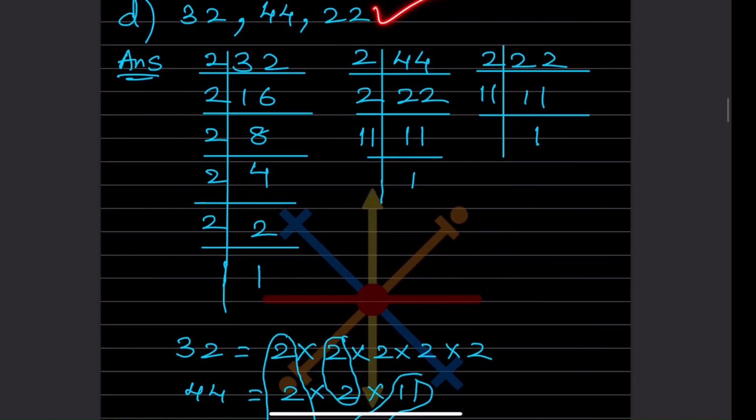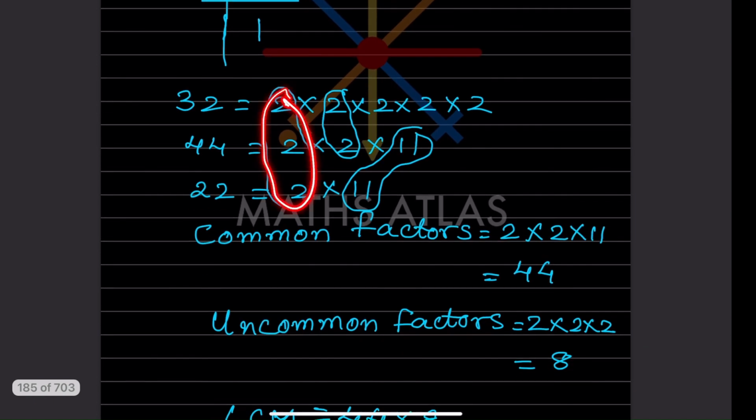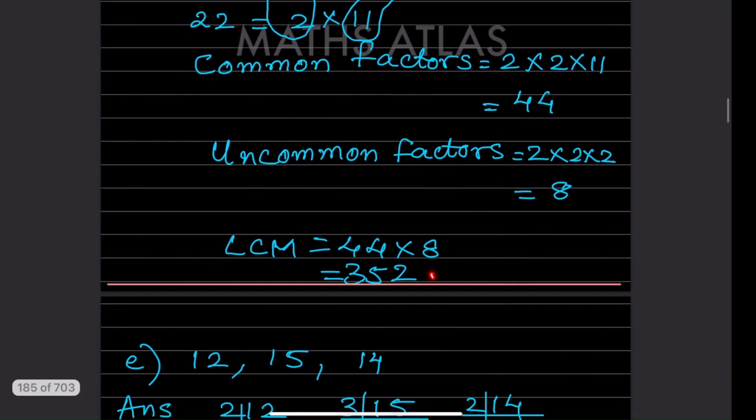Now for this number, what can you see common? See here this 2, because these are the 3 numbers. This 2 is common, and whenever you have 3 numbers, you can also consider these 2 numbers, because in the third number we don't have 2. So we can consider this also as common. Again here we don't have 11 in one number, but we can take these 2 numbers, that is 11, and what remains is 2 2 and 2. This is the uncommon one. This is a different type. So 44 into 8, that is 352.